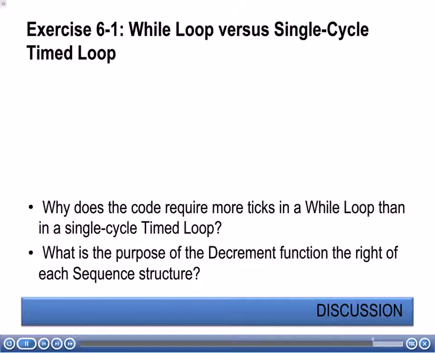What is the purpose of the decrement function on the right side of each sequence structure? If we remember from the block diagram that we just saw, at the very end, there was a decrement function. The purpose of that relates back to when we were talking about benchmarking and measuring time between events. That decrement function subtracts 1 from the result of the calculation to compensate for the execution time of the benchmarking code.